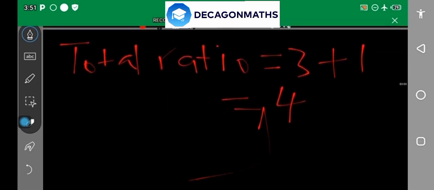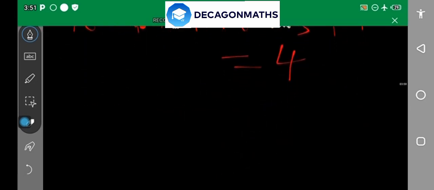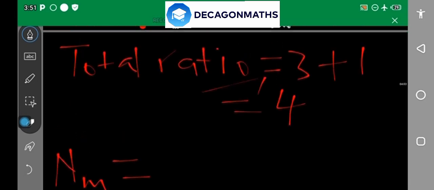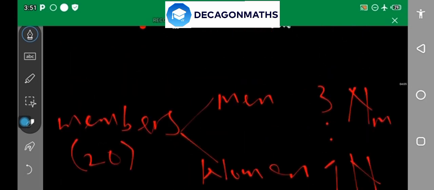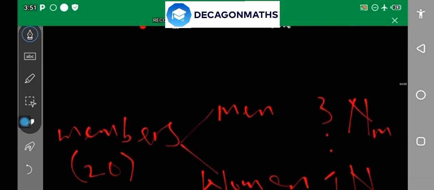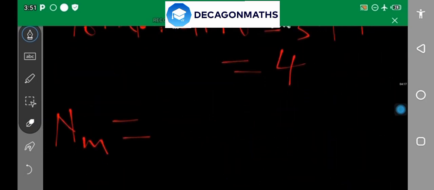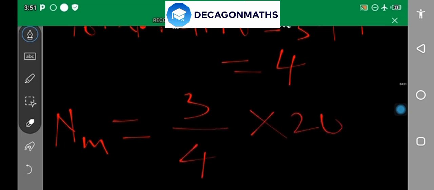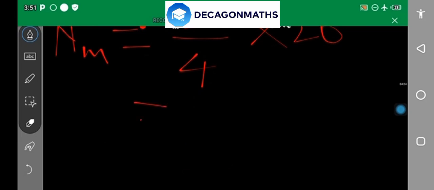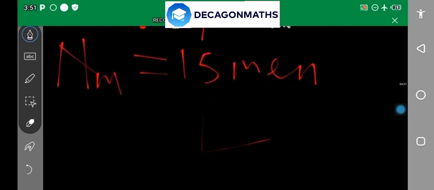Alright, so following the formula, the number of men equals the ratio that belongs to men, that is 3, over the total ratio, times 20, and this gives 15. That means we have 15 men in this committee of 20.